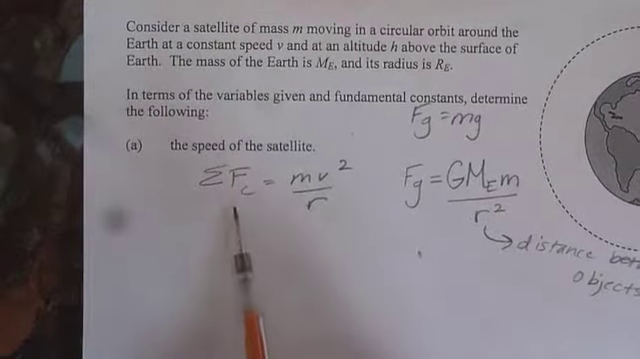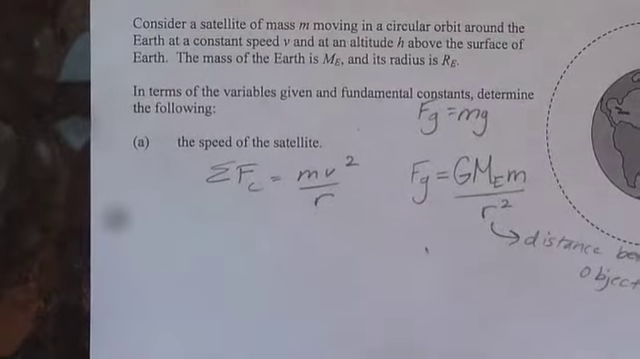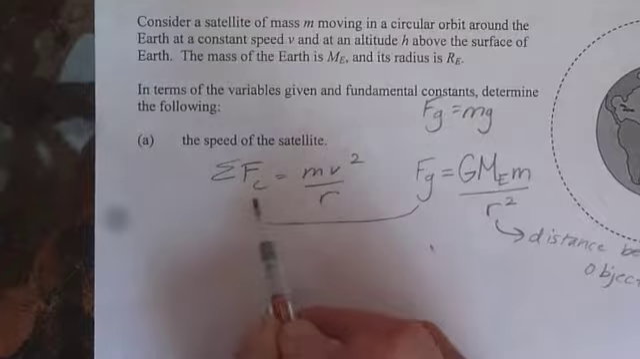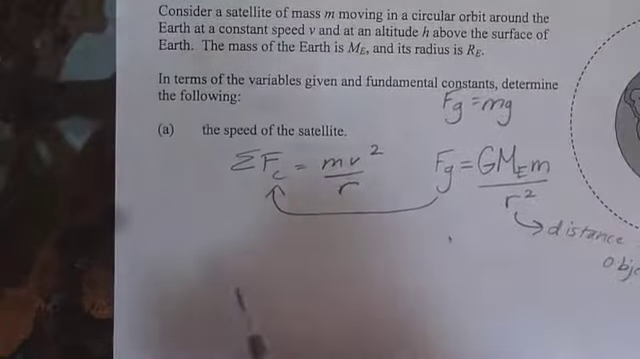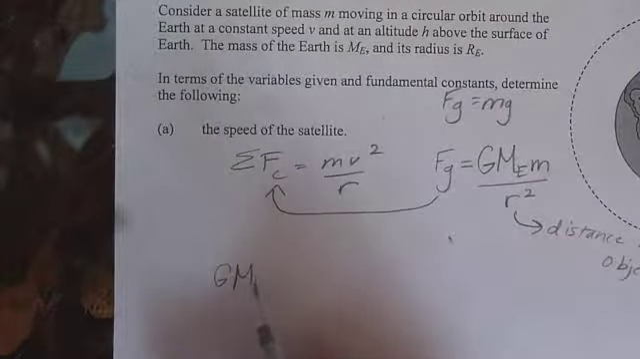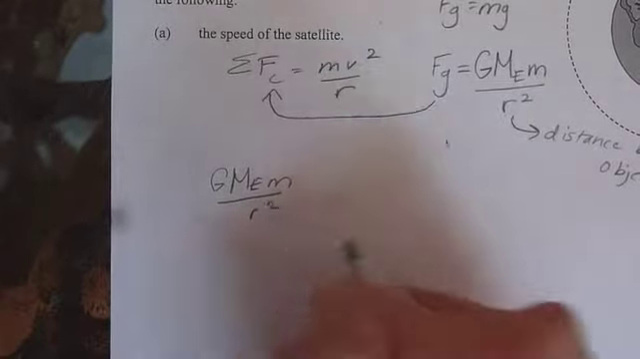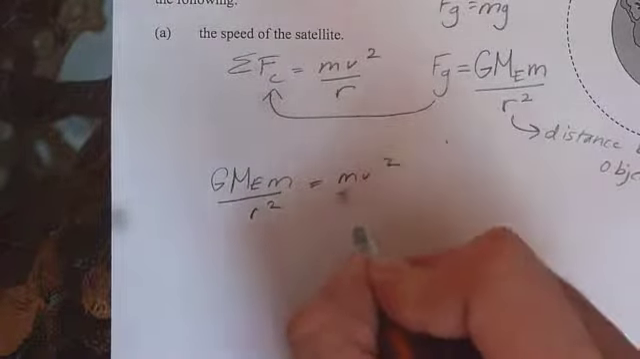Alright, now, when you look back at the circular motion, you ask yourself, what causes this object to move in a circle? It's the force of gravity. So let us go in and plug in the force of gravity for the centripetal force. And we're going to have big G, the mass of the Earth, the mass of the satellite, over r squared equals mv squared over r.